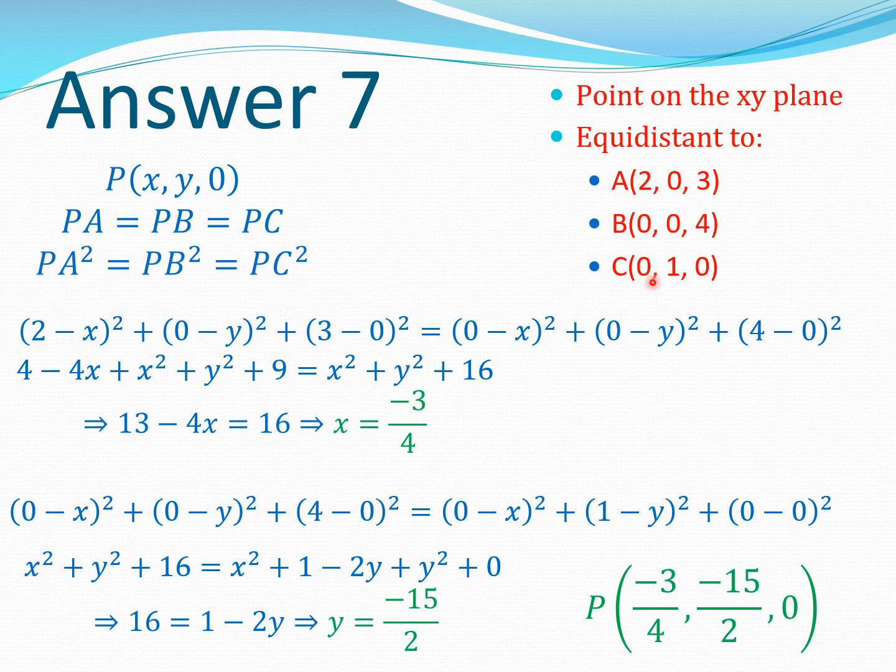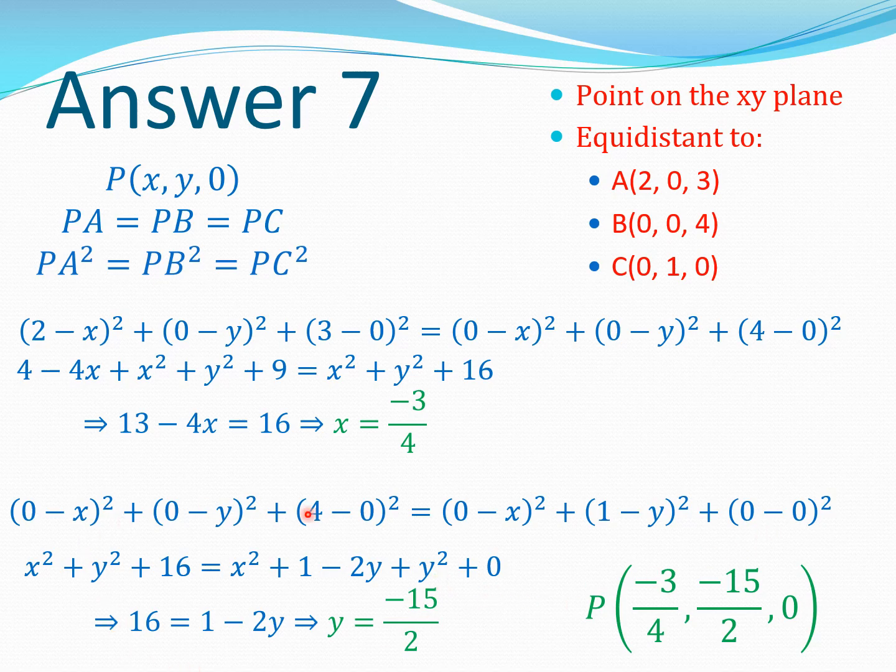And PC will come by looking at C, that is 0, 1, 0, and subtracting from x, y, 0. That's the coordinate of P. So on the left hand side, I simply get x square plus y square plus 16 as I got here. On the right hand side, I'm going to get x square term here. (1 minus y) square is going to give me 1 minus 2y plus y square. And this term is simply going to give me 0.